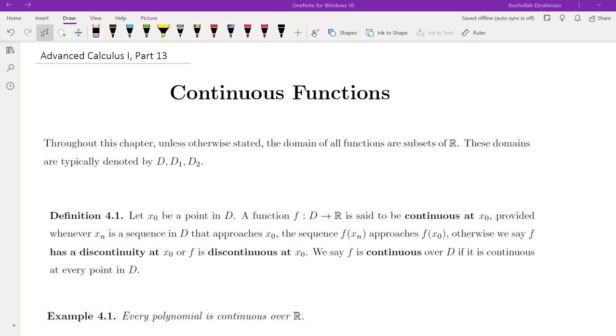Hello, in this video we're going to talk about continuous functions. First we start with the definition of a continuous function, what it means for a function to be continuous at a point. Then we'll discuss some examples of functions that are continuous and are not continuous. Then we'll talk about some of the main properties of continuous functions. So throughout this chapter, the domain of each function is a subset of real numbers, and I usually use the domain with a capital letter D or D1 or D2.